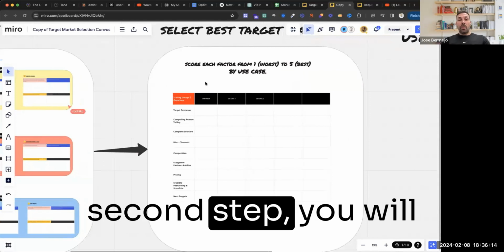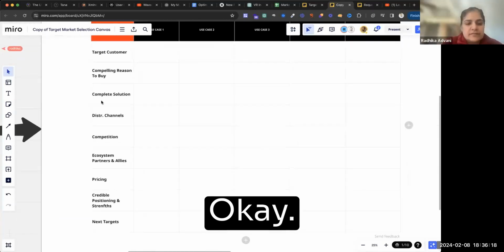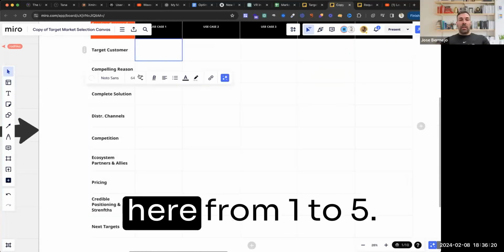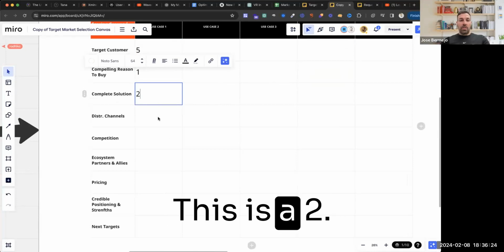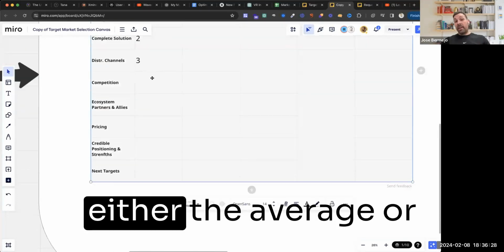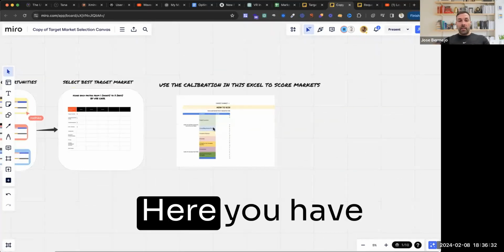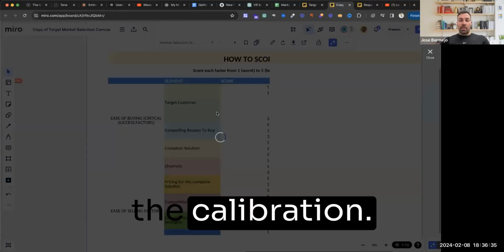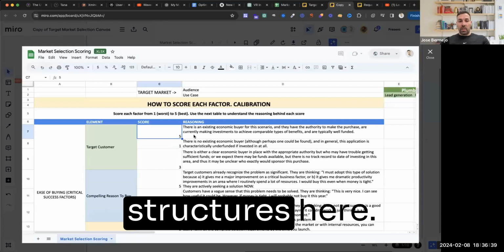And then the second step, you will score each factor. Here you will put from 1 to 5. This is a 5, this is a 1, this is a 2, this is a 3. And then you will have either the average or the sum of all of them. Here you have the calibration, how to score. You have all these structures here.